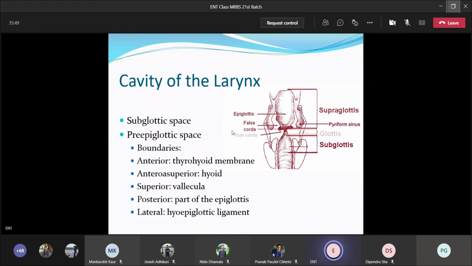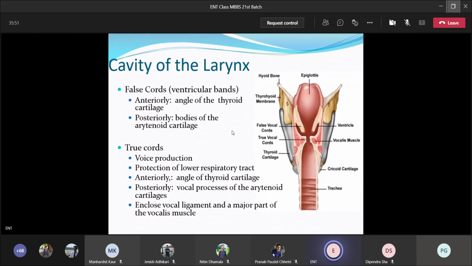So this is the cavity of the larynx. Now come to the cavity of the larynx. There is a false cord. It is also called the ventricular band, showing in the diagram. And there is the false vocal cords showing in the diagram.